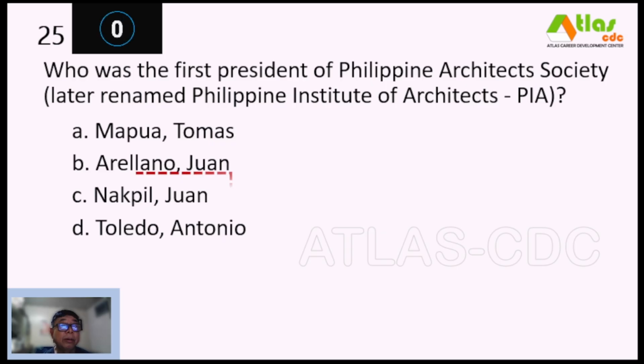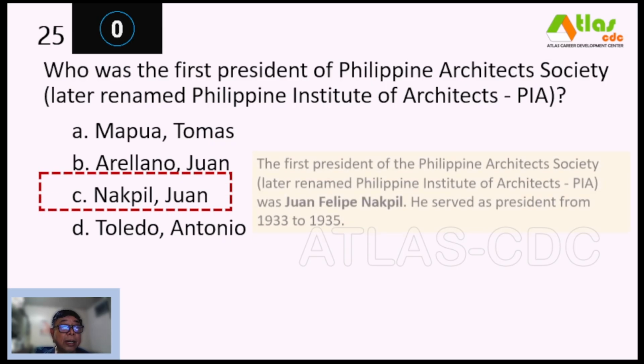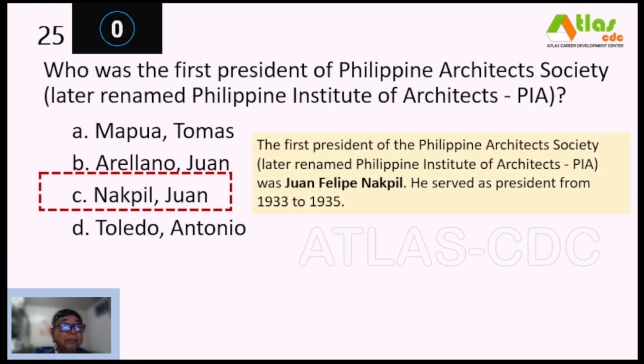And our correct answer is Juan Nakpil, letter C. The first president of the Philippine Architect Society, or the PAS, which was later renamed the Philippine Institute of Architects, or the PIA. Juan Felipe Nakpil served as president from 1933 to 1935.